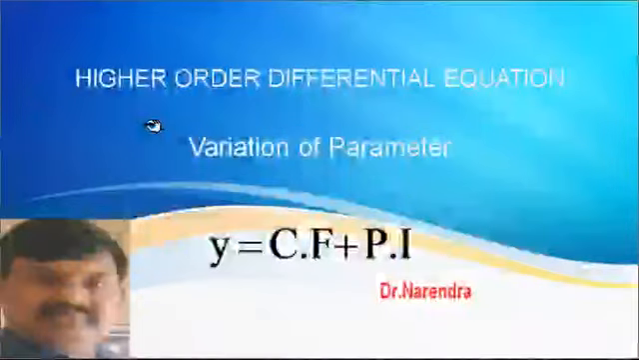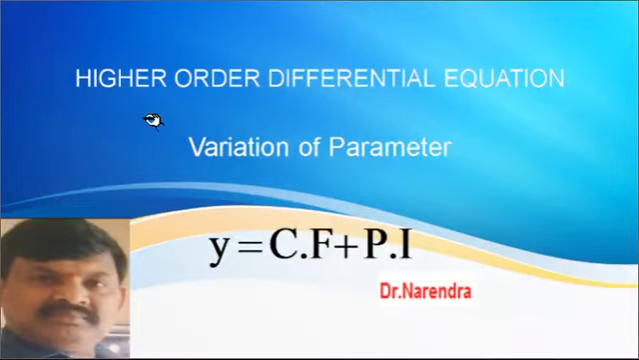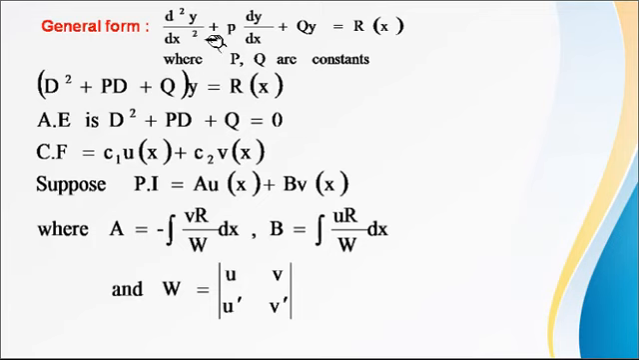Hi friends, in this lecture we will study how to find the solution of a linear differential equation. So now we will study how to find the particular integral (PI) by using variation of parameters. The general form of a linear differential equation is d²y/dx² + p dy/dx + q y = r(x), where r is a function of x and p and q are constants.